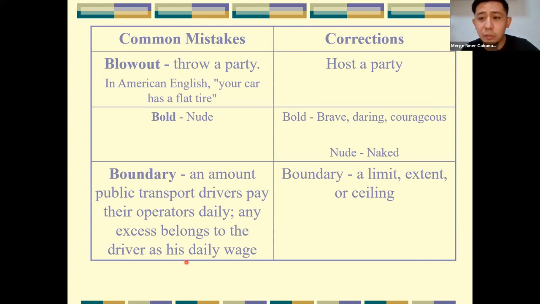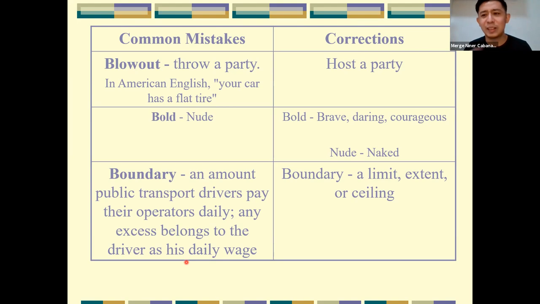So the boundary, or the amount that they need to get for me on a daily basis, is 150. And then any excess from that 150, let's say they got 400, so 250 goes to them, 150 goes to me. That is the Filipino expression.